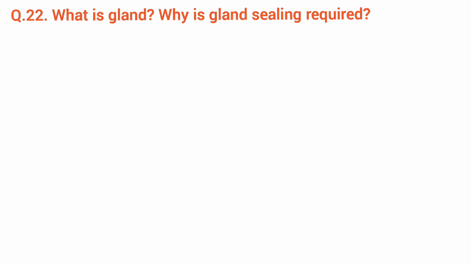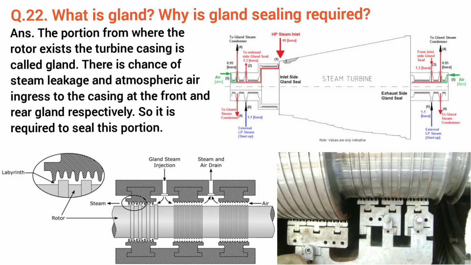What is gland? Why is gland sealing required? The portion from where the rotor exits the turbine casing is called gland. There is chance of steam leakage and atmospheric air ingress to the casing at the front and rear gland respectively. So it is required to seal this portion.